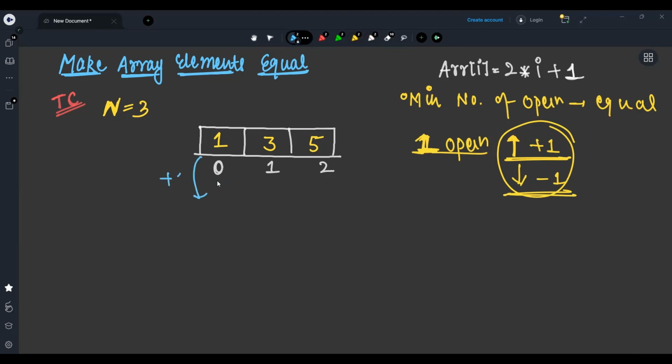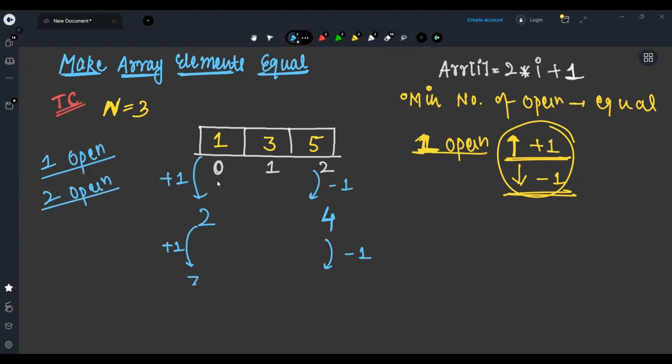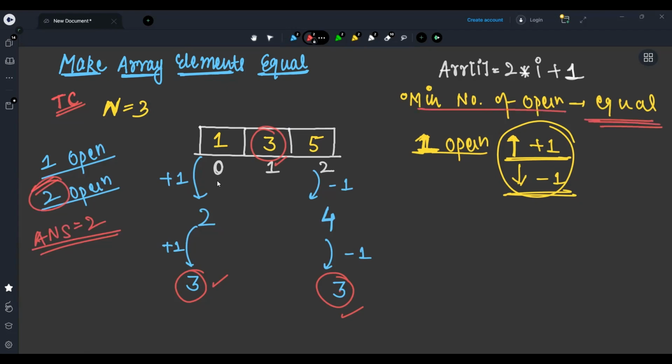If I increase this number and decrease this number, I have taken one operation. This will become 2, this will remain 3 as it is, and this will become 4. Now I am again incrementing by 1 and decrementing by 1. So in the second operation, it will become 3 and 3. Now you can see this is 3, this is 3, this is 3. Are all elements equal? Yes. So how many operations taken? 2. So the answer is equal to 2. This we have to find: the minimum number of operations such that all the elements become equal. So this is our question.